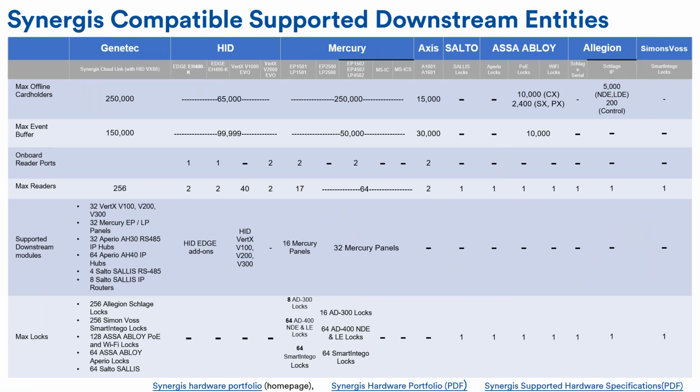So this table gives an overview of some of the supported downstream entities. Now, I'd like to point out on this table that the Synergis Cloud Link device can support a maximum of 256 readers. So this basically means that if you have an installed environment where you need to exceed that, or perhaps you have an installed environment with multiple locations, you may be better off using multiple Synergis Cloud Link devices to manage all of those locations.